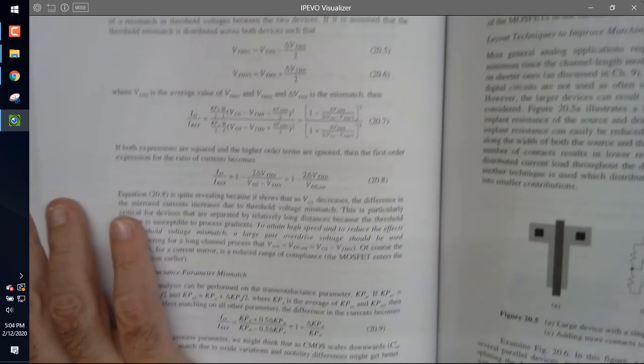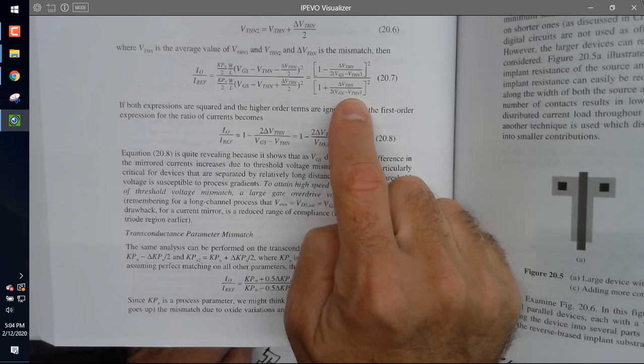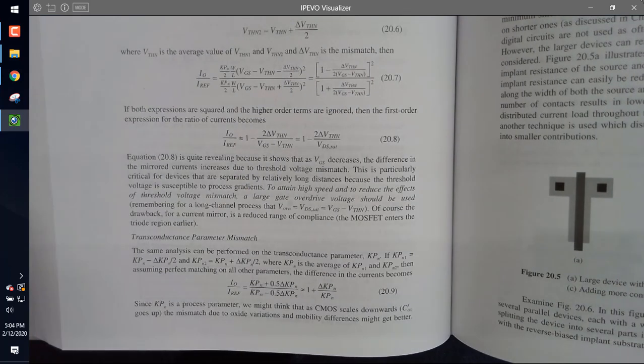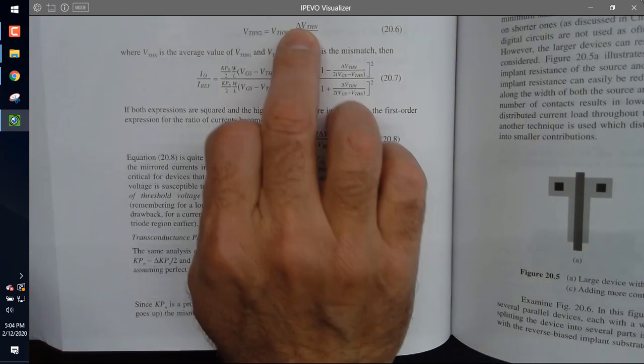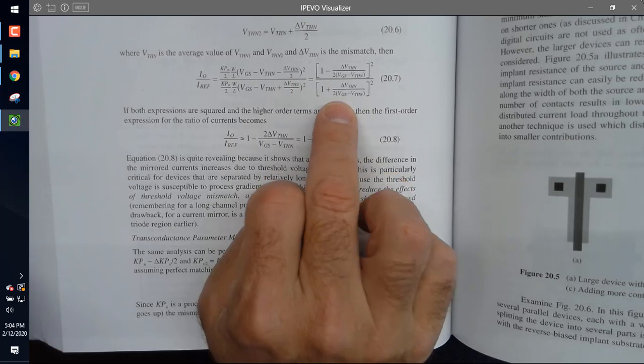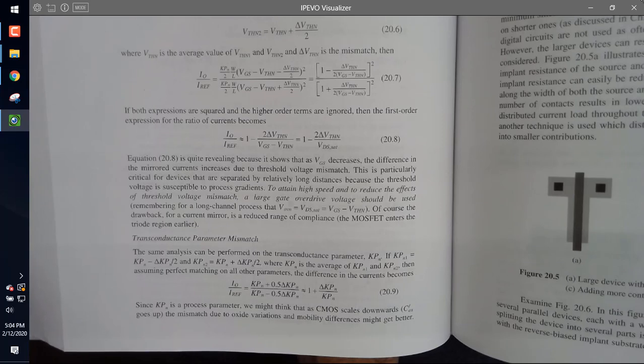I wish we had more time, but I'm running out of time here. One of the things they will ask you is, in a current mirror, how do I minimize the effects of the threshold voltage mismatch? The answer is I use large VGS, and this shows in the equation right here. Intuitively, what does that mean? VGS is large compared to the threshold voltage, so if the threshold voltage is moving around, it doesn't change the difference as much.